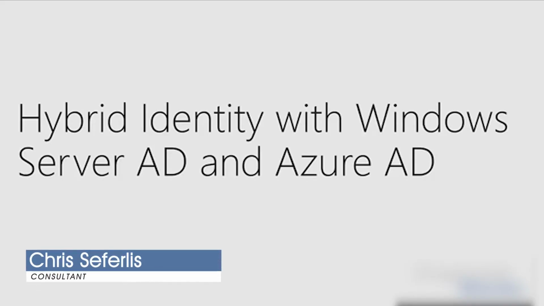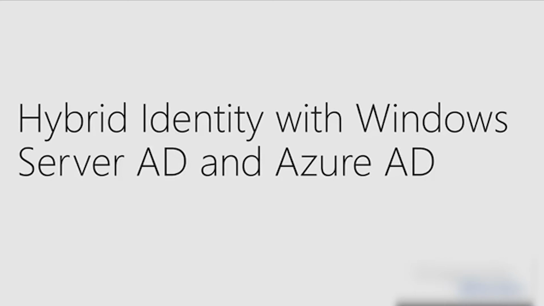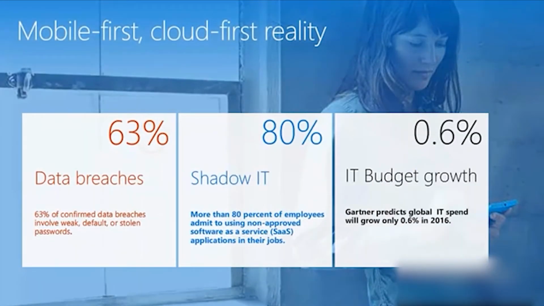And today, what I'd like to talk about is hybrid identity management with Windows Server Active Directory and Azure Active Directory. Really, we are in a new world where we're in a mobile first, cloud first reality. We're seeing statistics that 63% of data breaches confirmed involved weak, default, or stolen passwords. 80% of employees admit to using non-approved software as a service applications. They love spinning up those Dropbox and Box.com and Salesforce applications to really help them do their job better and make things more efficient. We're managing all this, but at the same time, our IT budgets are barely growing at all. We're seeing less than 1% growth year over year.